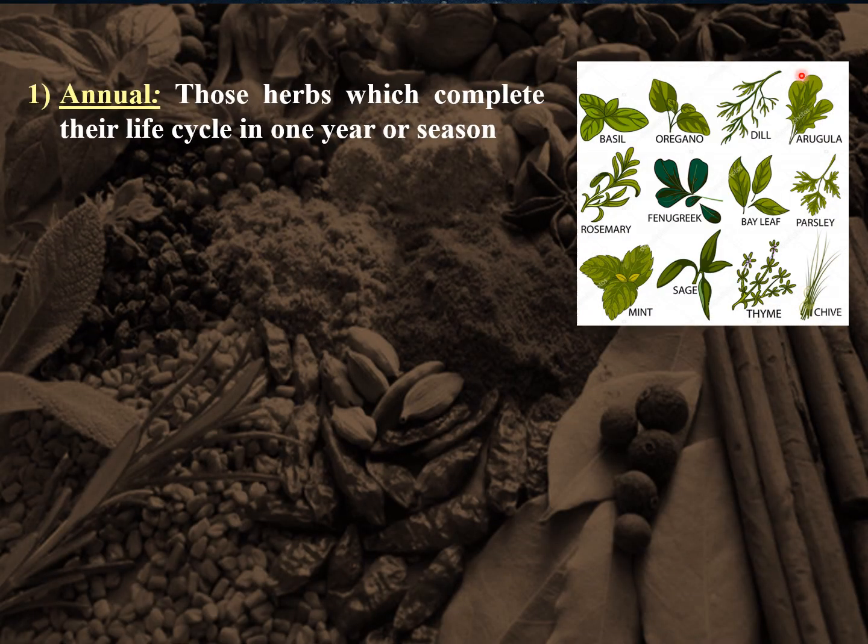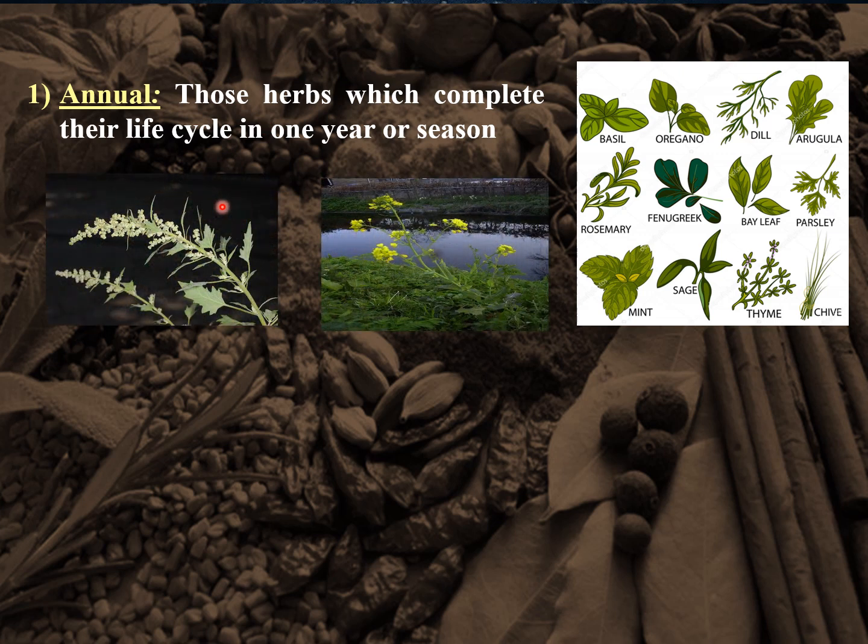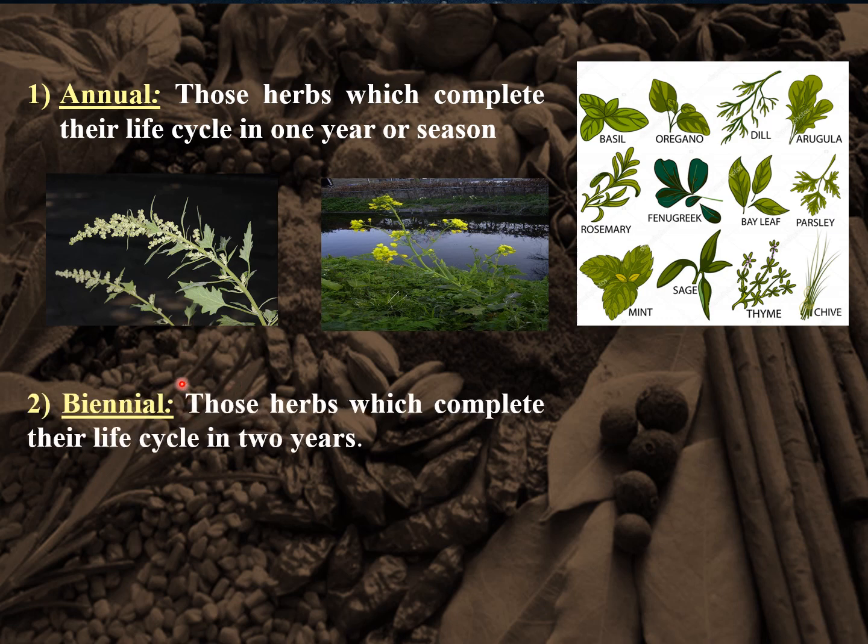Here are some common examples of herbs: basil, oregano, fenugreek, rosemary, mint, thyme, parsley, bay leaves, etc. These are the common plants which are usually used in our different dishes. The types of herbs are: number one, annual. So the annual herbs are those plants which complete their life cycle in 1 year or season. For example, Chenopodium from Chenopodiaceae family, Brassica from Brassicaceae family.